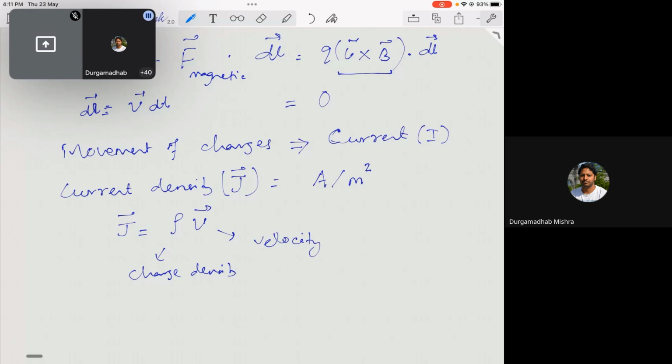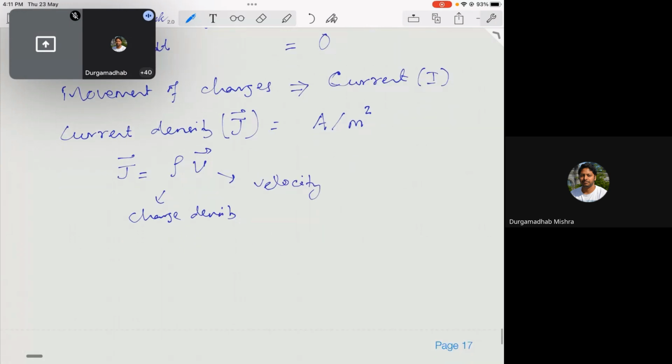And when we talk about the steady state current, if I have this current flowing through a certain area, let's say I'm taking a cross section.